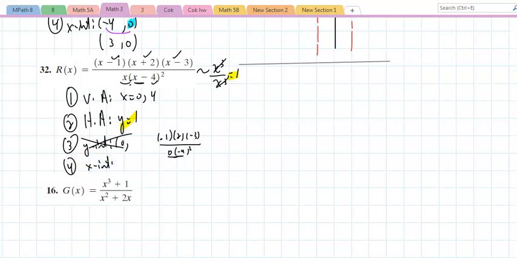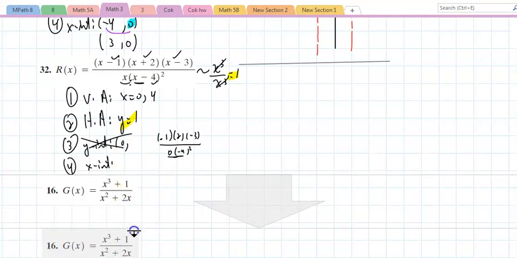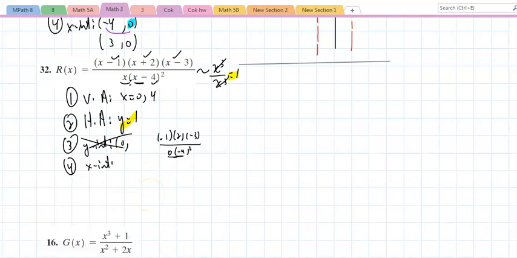X-intercept. Well, to find the x-intercept, we set y equal to 0. On this equation, set the top equal to 0. There are 3 of those values for this. Where does this equal 0? At 1. Where does this equal 0? At negative 2. And this will equal 0 at 3.